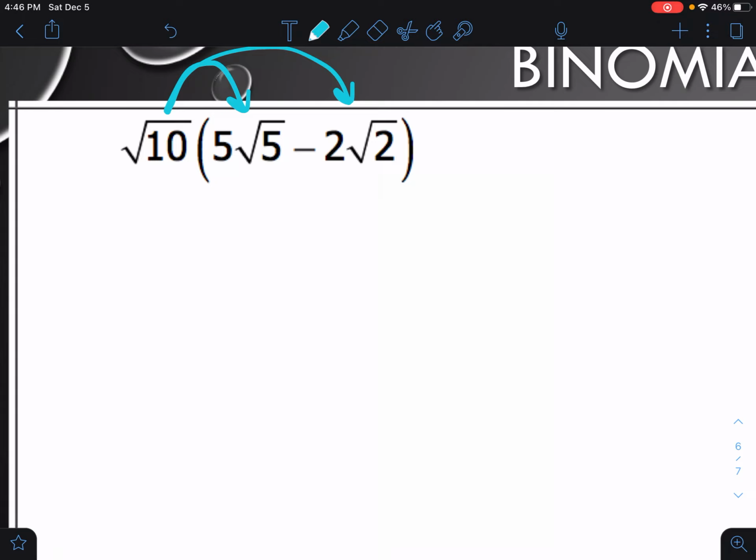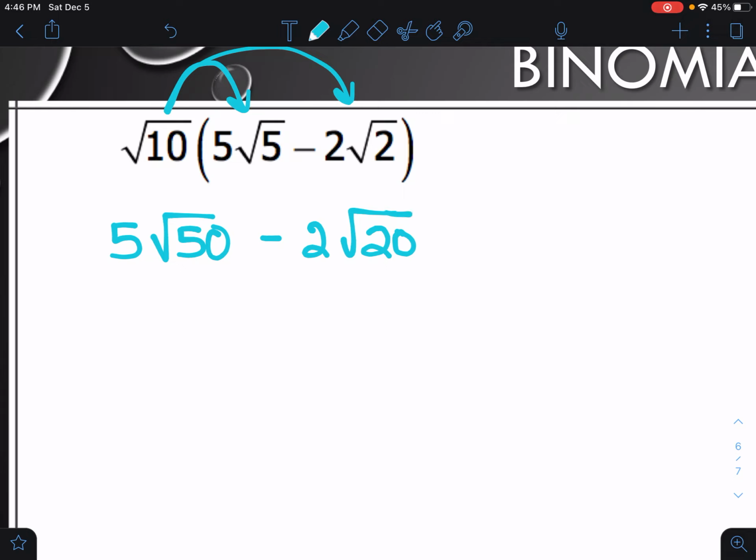So when I distribute that first one, the coefficients I'm multiplying, I would have 5. And then the square root of 10 times the square root of 5 would be square root of 50. Okay? And then I'm going to do the second one. So I would have negative 2 root 20.